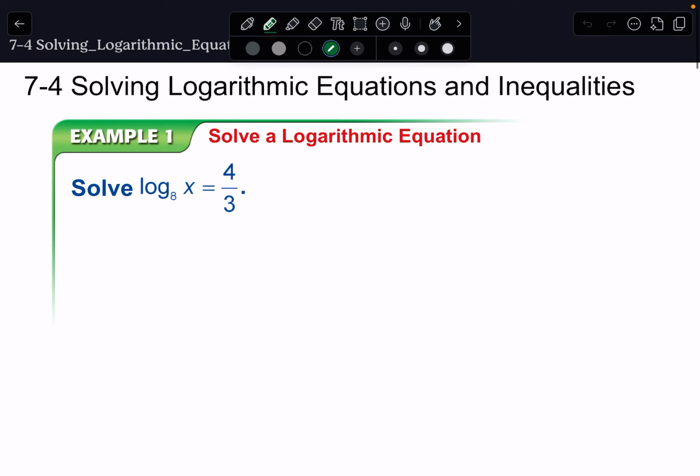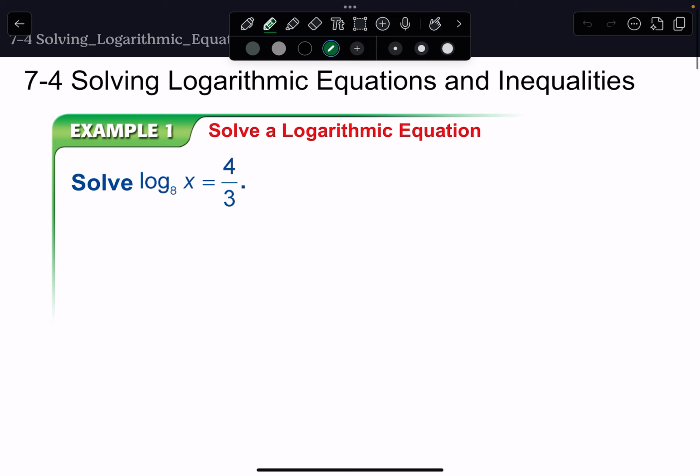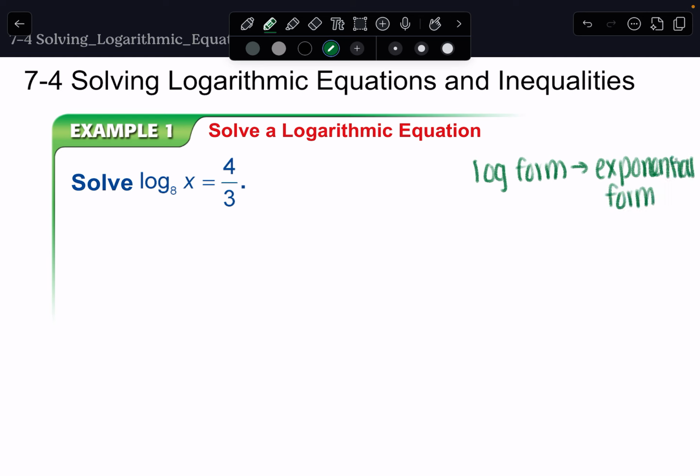We are looking at Chapter 7, Lesson 4, which is solving logarithmic equations and inequalities. So for this first one, you have a logarithmic equation. The biggest part of this is knowing that if it is in log form, you need to change it to exponential form. When I do that, I'm literally getting rid of the word log.